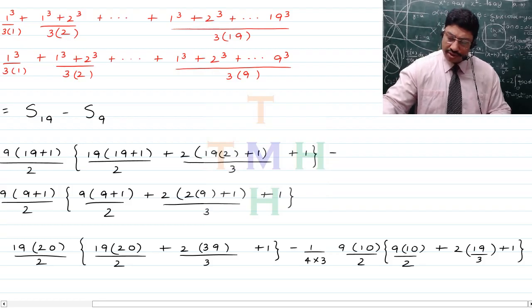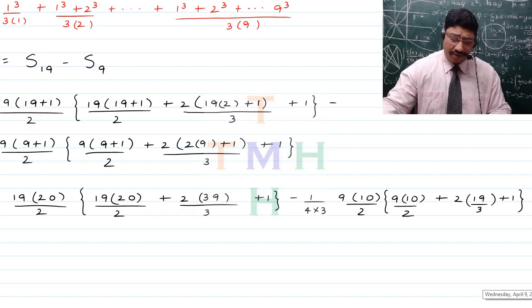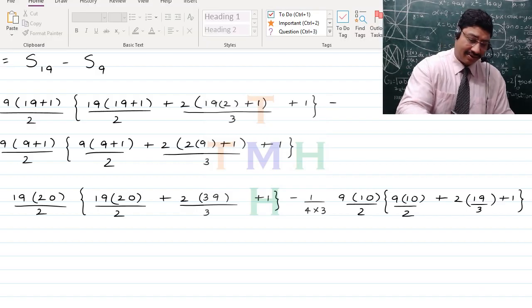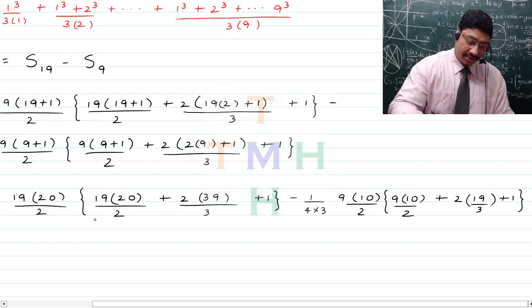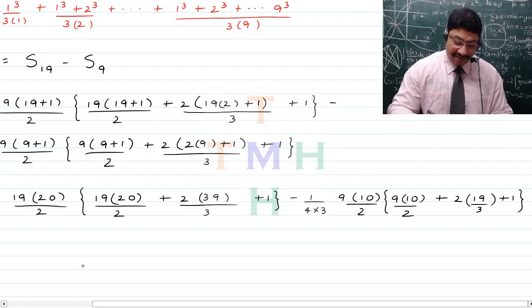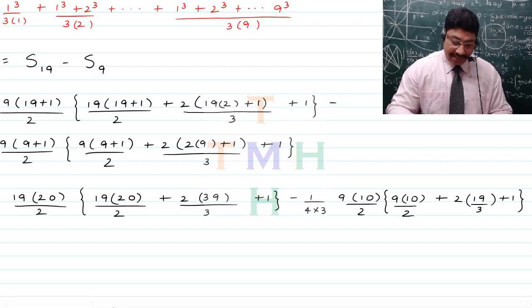So this is all that you're going to do. You will find that there are a lot of things which will get cancelled, and as such your calculation is going to become very simple. So let's do it. Now here you have that there is this 1 upon 12 also.